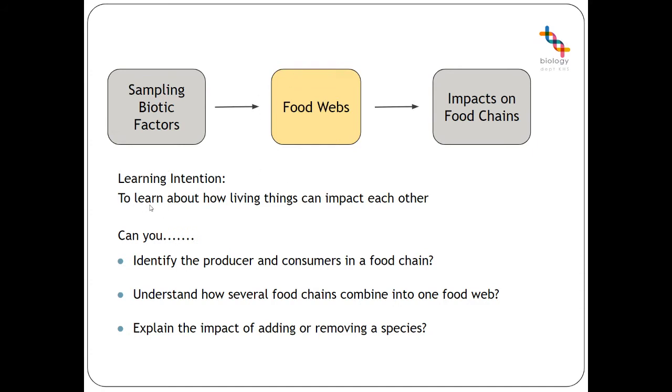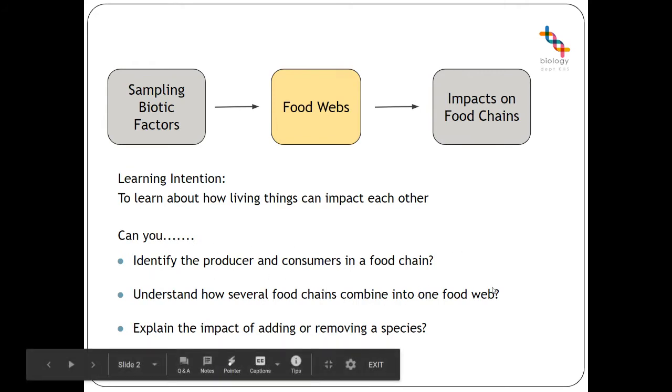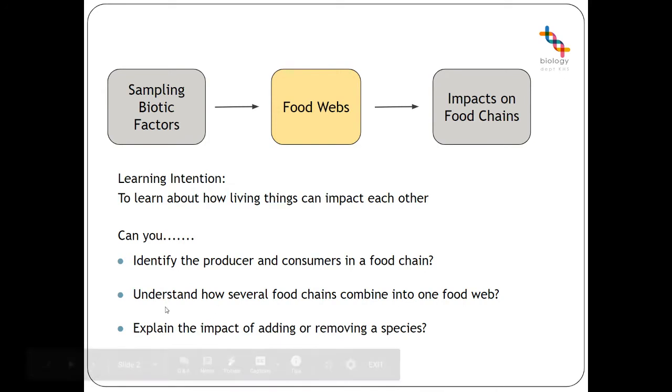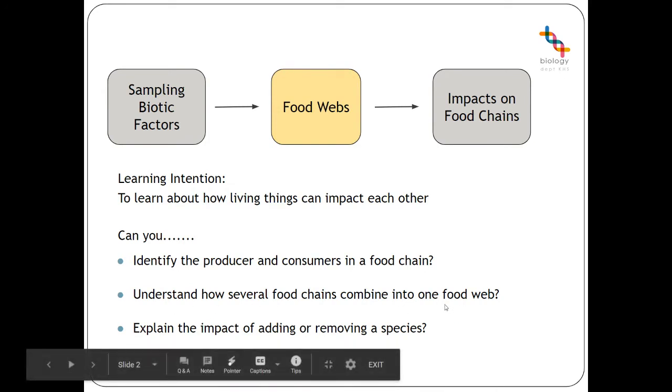By the end of this lesson, you should learn how living things can impact each other and be able to identify producers and consumers in food chains, understand how several food chains can combine to make a food web, and explain the impact of adding and removing species from a food web.